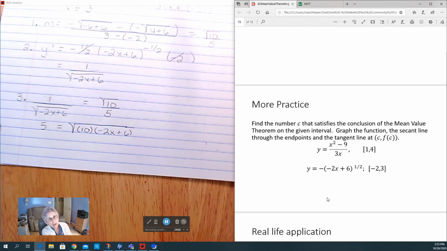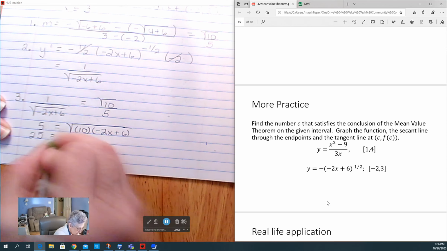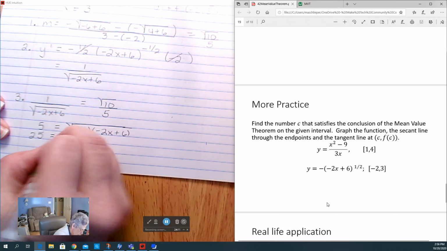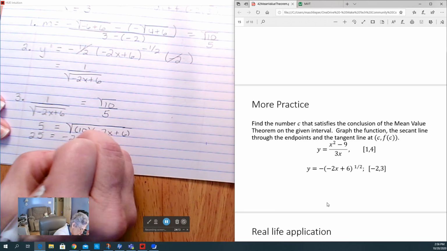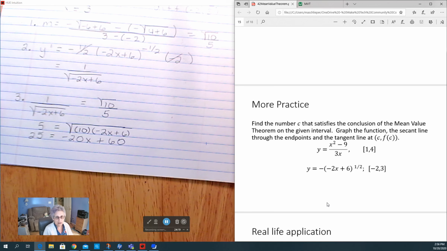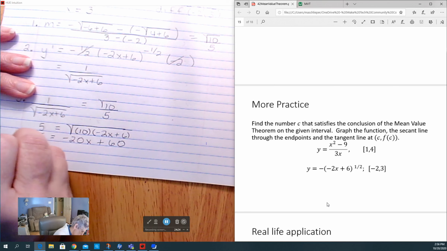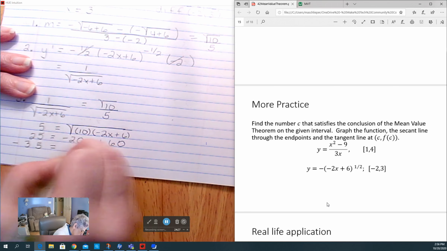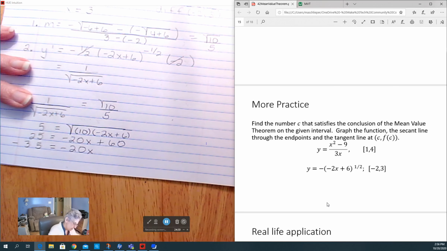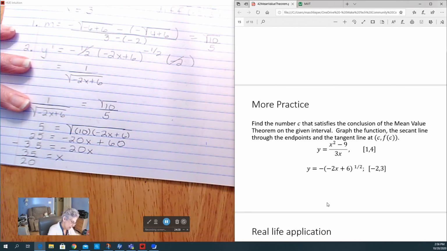Again, thinking back to pre-calculus, we learned to solve radical equations for a reason, so we could do it now. So we square both sides, this radical just goes away, and I think this is a really good time to distribute that 10 through the parentheses. So now I'm going to subtract 60 from each side. So negative 35 is equal to negative 20x. So 35 over 20 is equal to x.